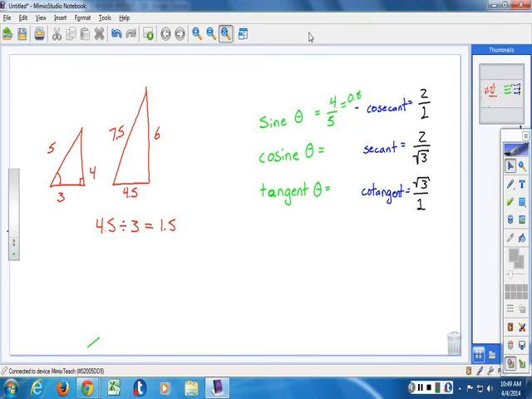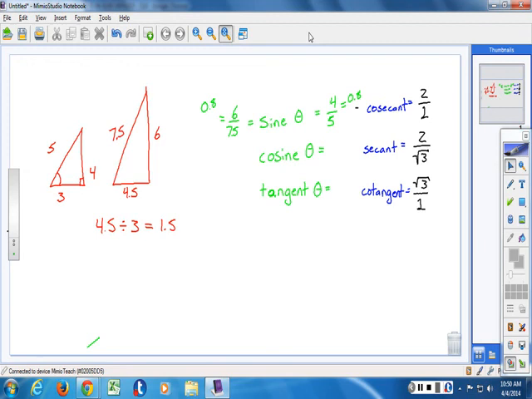Let's do the same thing for this triangle. Instead of 4 over 5, what do we get now? Y over r. Y is the height, which is 6 over 7.5. Good. What does that equal when you type it into your calculator? 0.8. Basically, we just use the trig functions to prove that, yep, same triangle.